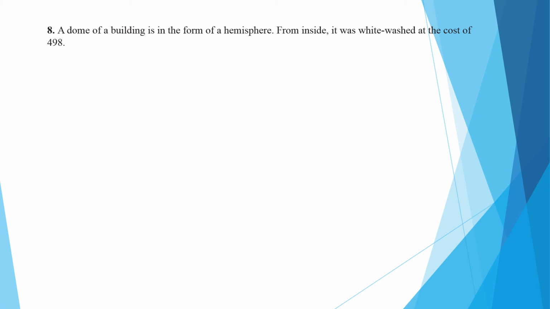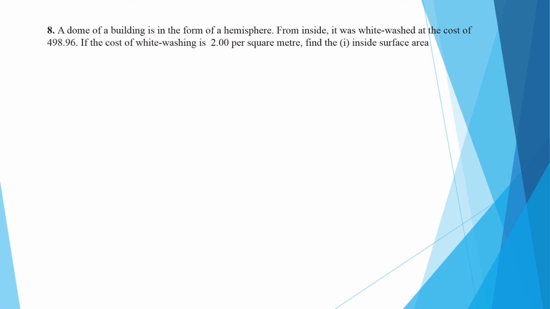Now we will do next question, that is question number 8. Here one dome of a building is in the form of a hemisphere. A dome of a building means so many buildings are there. In that, domes which were made are in the shape of hemisphere. From inside it should be whitewashed. Okay, we are going to whitewash at the cost of rupees 498.96 if the cost of whitewashing is rupees 2 per square meter.